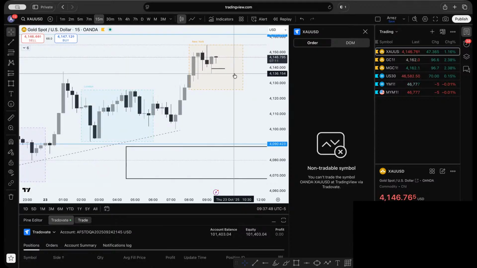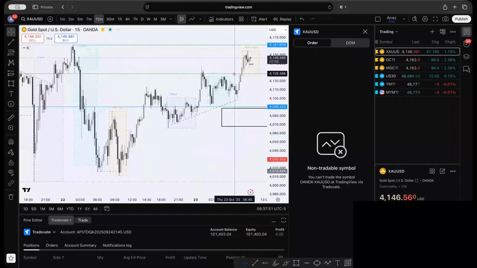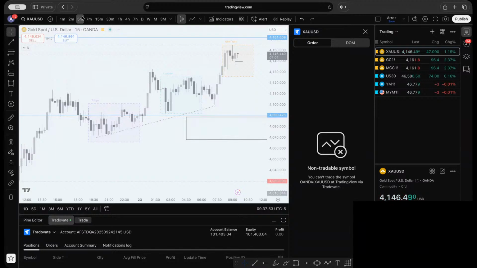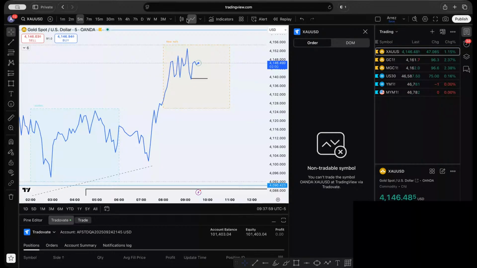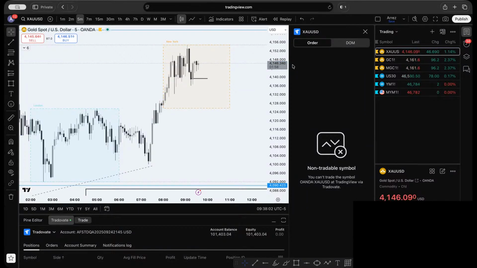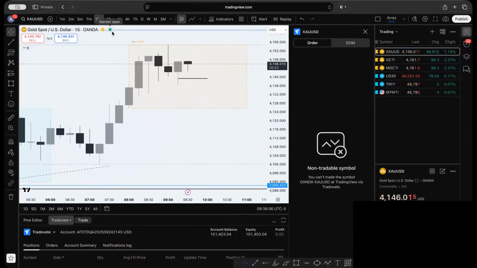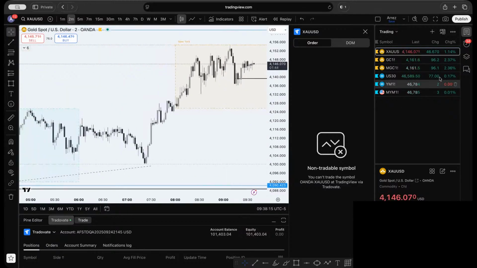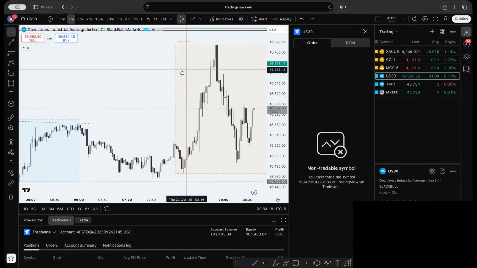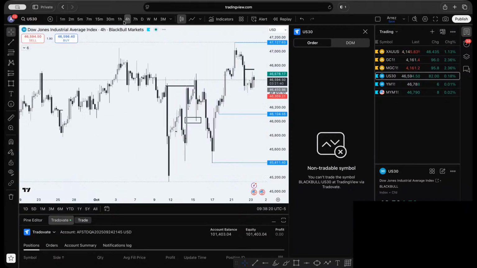Gold is definitely moving really slow today. However, we're going to keep monitoring it just to see what price gives us, right? It really hasn't made a decision. It's just kind of hovering in this area. So, nothing on gold right now. US30 is where price is starting to look interesting, right?